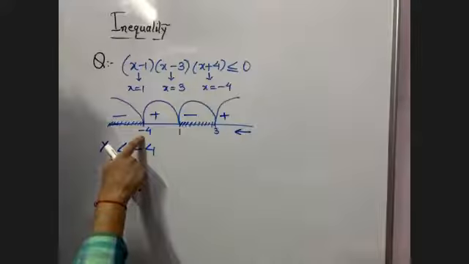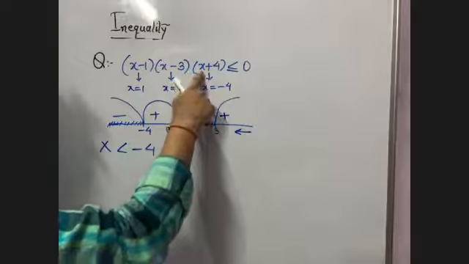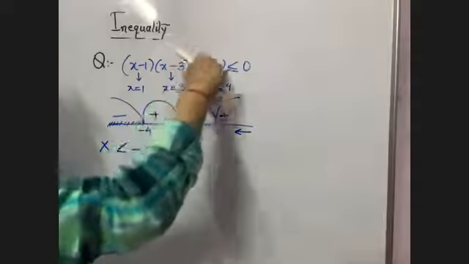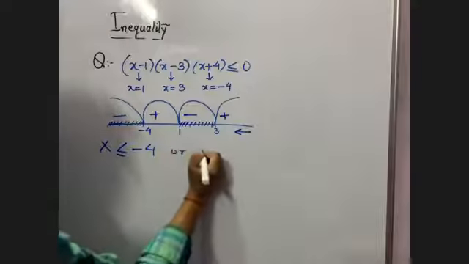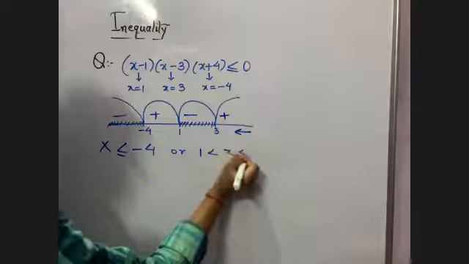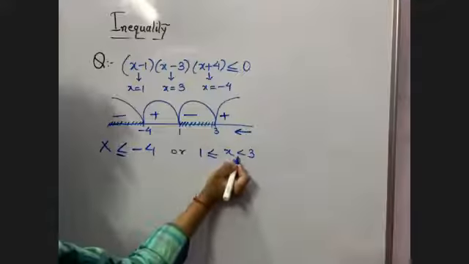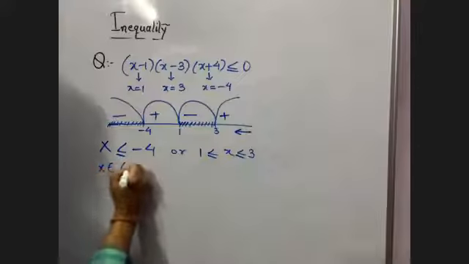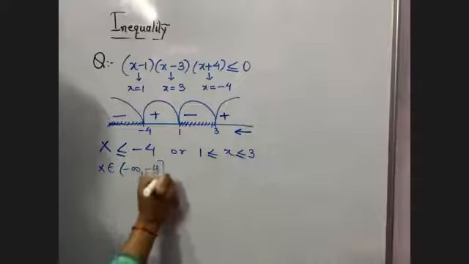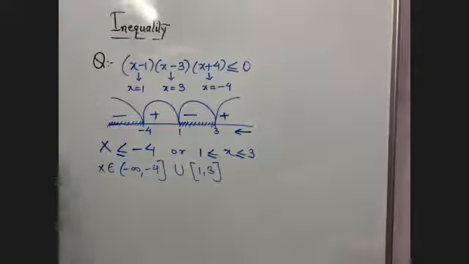And talking about the discrete values, tell me, should minus 4 be taken? Yes, if I put x is equal to minus 4, the entire thing is 0 and we want 0, so I've taken it. 1, 2, 3. Tell me, should we take 1? Yes. Should we take 3? Yes. So another way of writing the same thing is x belongs to minus infinity to minus 4 union 1 to 3. I hope this is clear to everybody. If clear, tell me, beta.